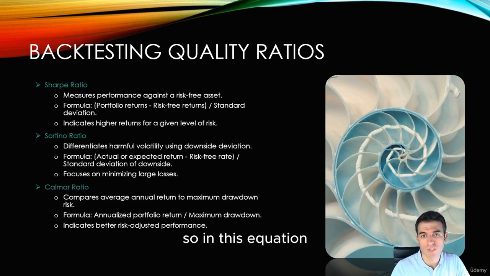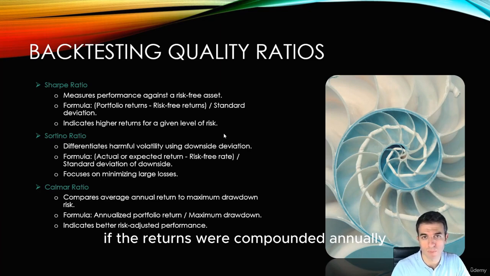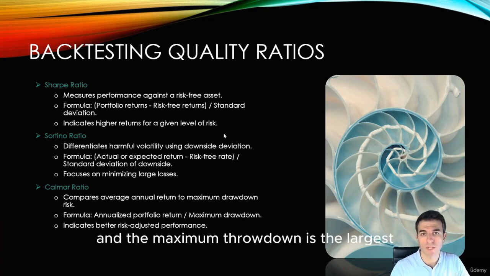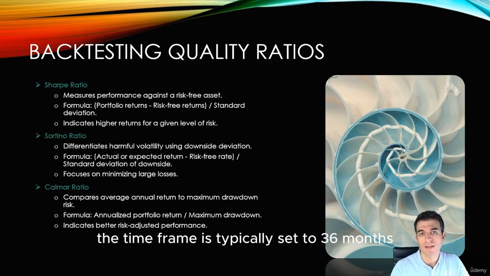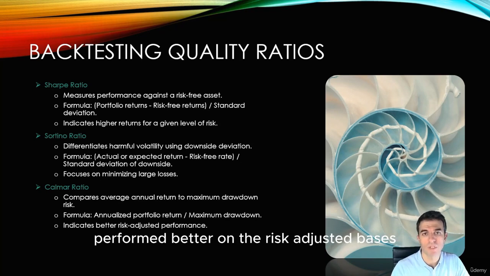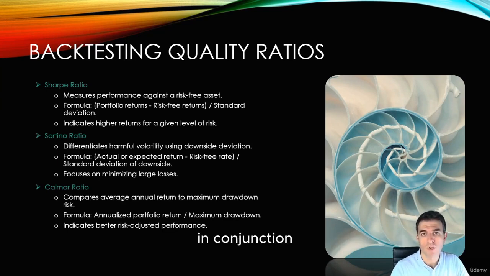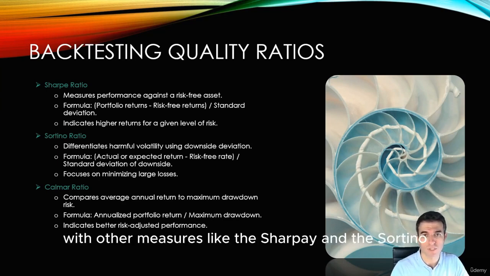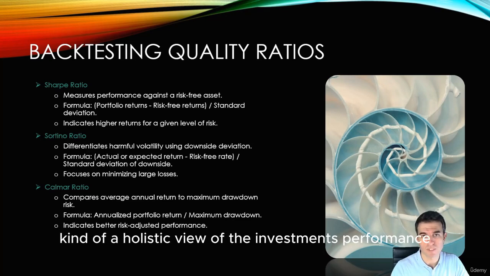So in this equation, the annualized portfolio return is the return of a portfolio if the returns were compounded annually, and the maximum drawdown is the largest drop in the portfolio's value over the specified time period. The time frame is typically set to 36 months. A higher Calmar ratio indicates that the investment has performed better on a risk-adjusted basis. However, the Calmar ratio should not be used in isolation. It's best used in conjunction with other measures like the Sharpe and the Sortino that we have just explained, to provide a holistic view of the investment's performance.